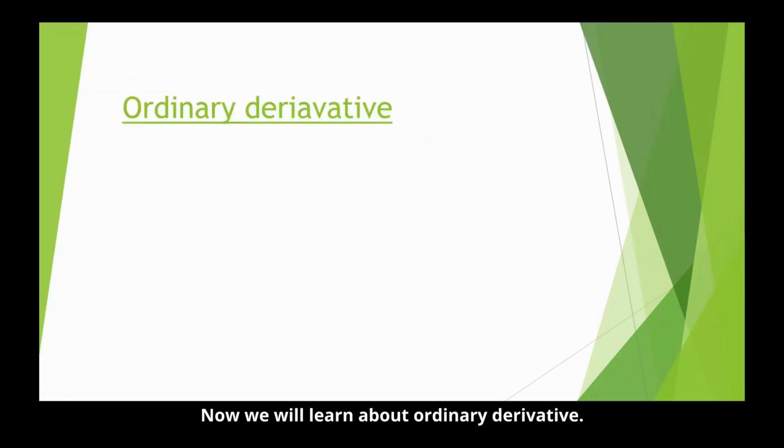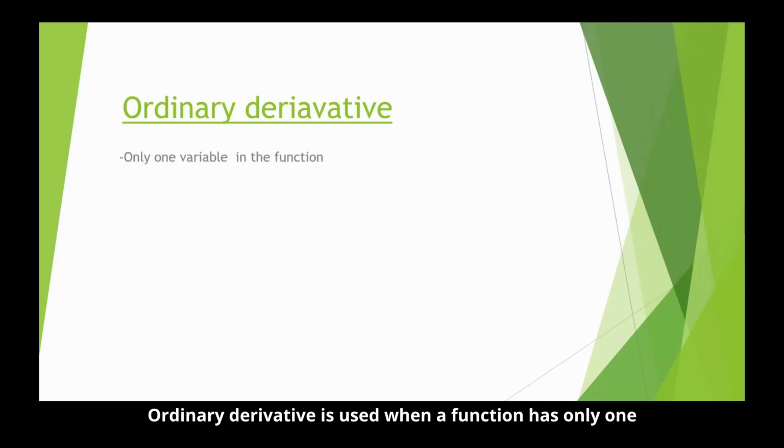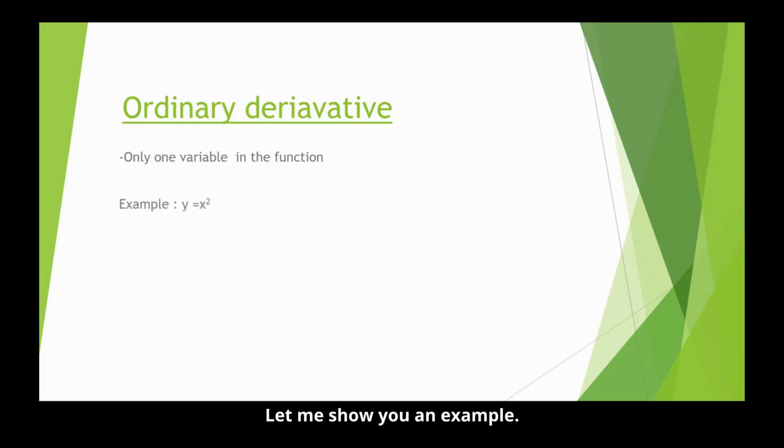Now we will learn about ordinary derivative. Ordinary derivative is used when a function has only one variable. It measures how the function changes when that one variable is changed. Let me show you an example.